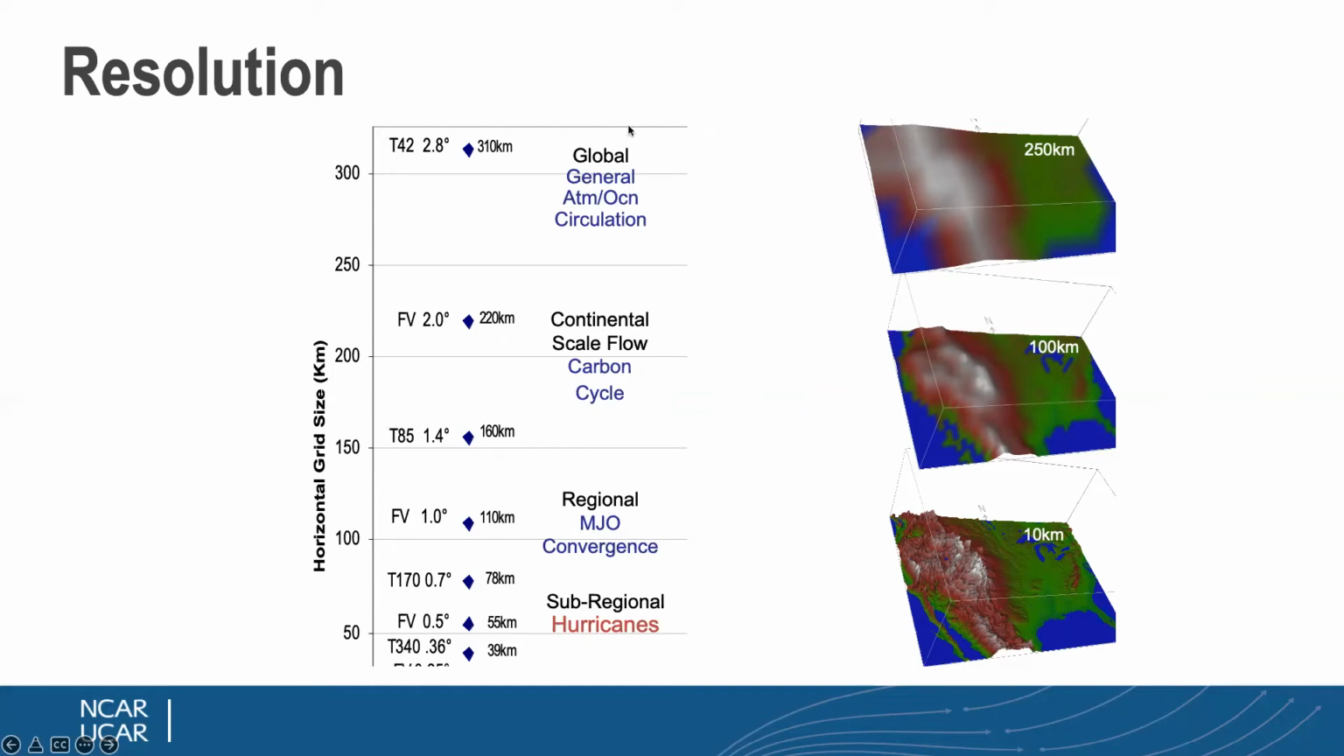If you're only interested in general circulation, you can probably get away with a resolution of about 200 kilometers. If you're interested in continental scale flows or carbon cycles, you probably want to be below 200 kilometers. If you want to look at MJOs and convection, you probably want to be around 100 kilometers. And when you start looking at hurricanes, you need to be at 50 to maybe tens of kilometers.